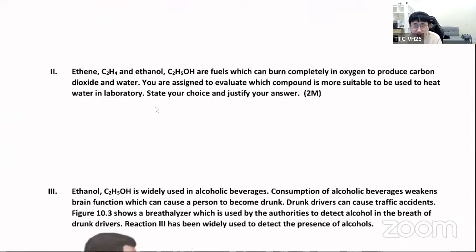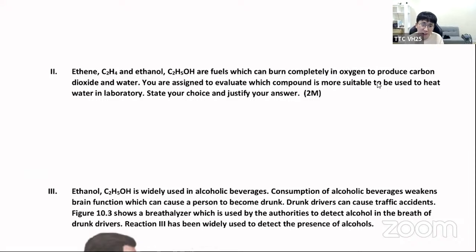Okay, ethene, C2H4, and ethanol are fuels which can burn completely in oxygen to produce carbon dioxide and water. You're assigned to evaluate which compound is more suitable to be used to heat water in the laboratory. So guys, which one do you think is better to heat in your laboratory? More soot, okay. Is it because of more soot, and does it actually give you more energy and stuff?